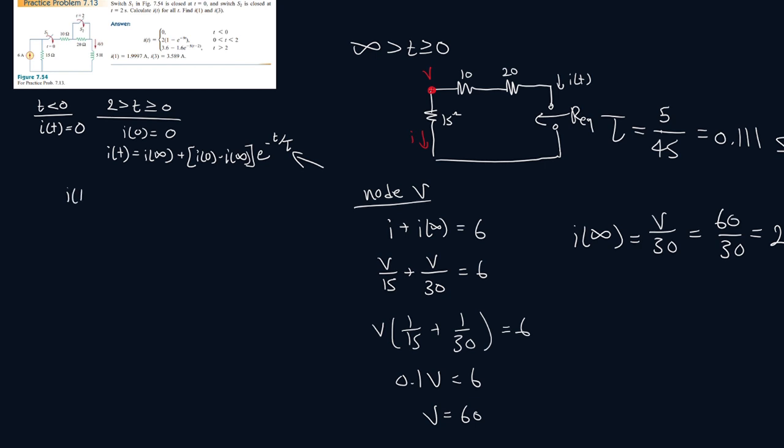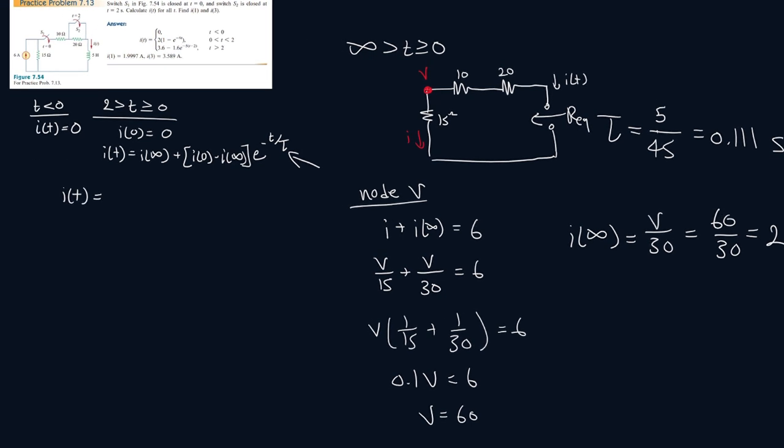So i(t) will be i(infinity), which is 2, plus 0 minus 2, times e to the power of negative t over 0.111 seconds, and 1 over that is just 9t. Sorry, yes, 9, and 9 times t, the letter t, not 90. So it'll be 2 minus 2 e to the power of negative 9t amps.